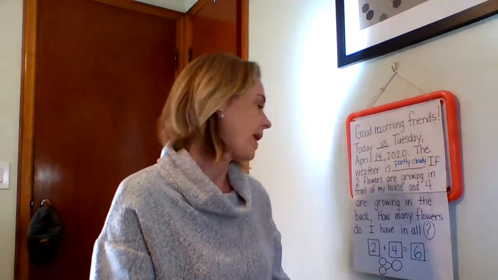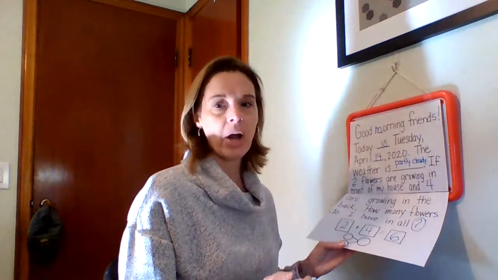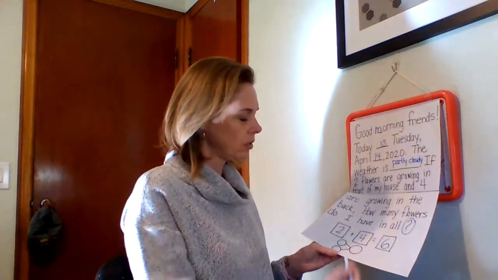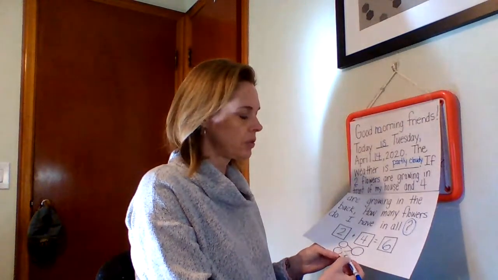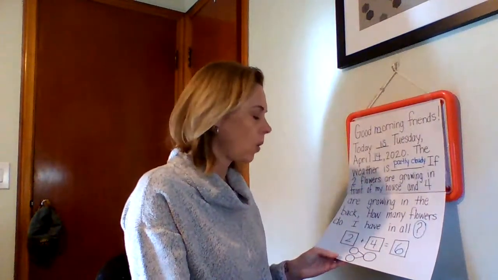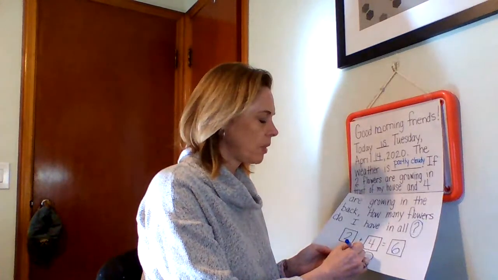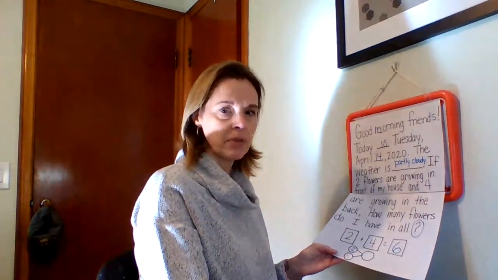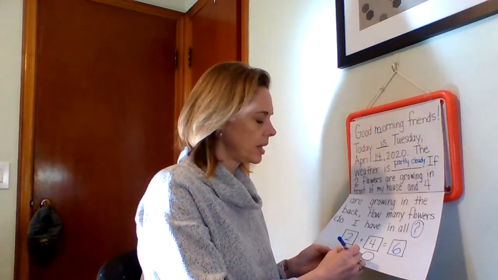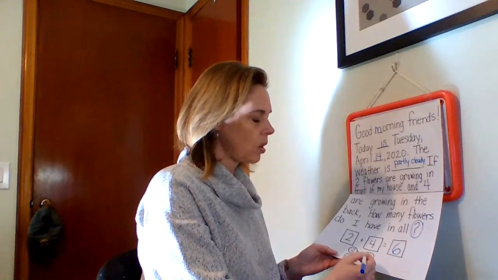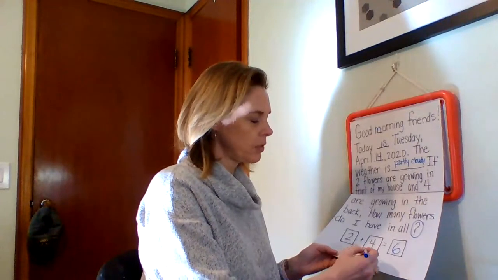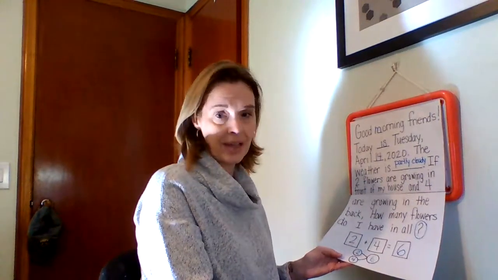So when I use a number bond, it's just like saying part, part, whole. Here's a part and here's a part. When we put those parts together, we have our whole. So I would put one part in the top circle, one part in the bottom circle, part, part, whole. 2 plus 4 equals 6.